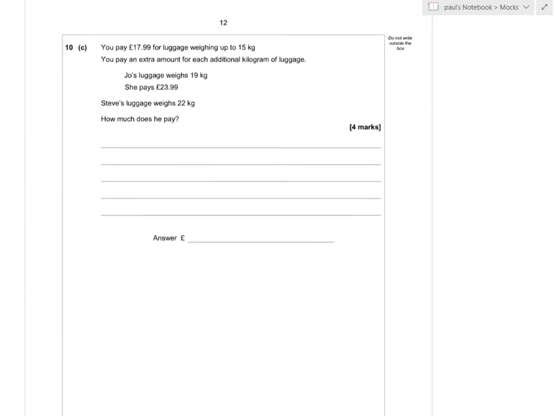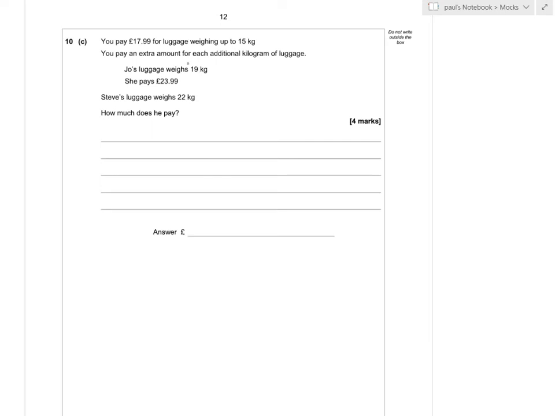Right, you pay $17.99 for luggage. Wow. Okay. You pay $17.99 for luggage weighing up to 15 kilos. You pay an extra amount for each additional kilo of luggage. Joe's luggage weighs 19. She pays $23.99. Steve's luggage is 22. How much does he pay?